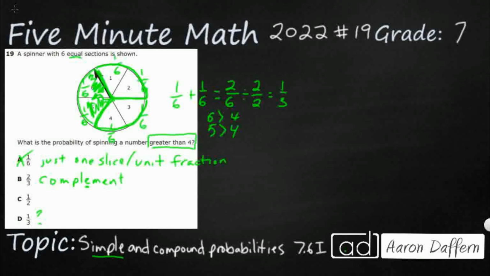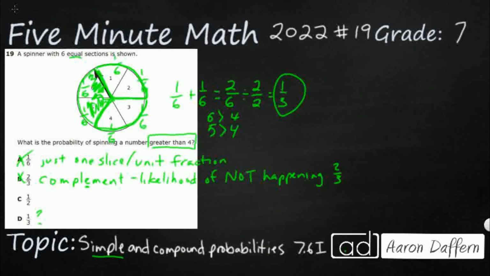This complement, when we're talking about probability, means the likelihood of it not happening. It's the opposite of happening. So that's what that complement is. If my likelihood of it happening is 1/3, then my likelihood of it not happening is going to be 2/3, because the probability plus the complement always need to equal 1 whole. 1/3 plus 2/3 equals 1 whole.